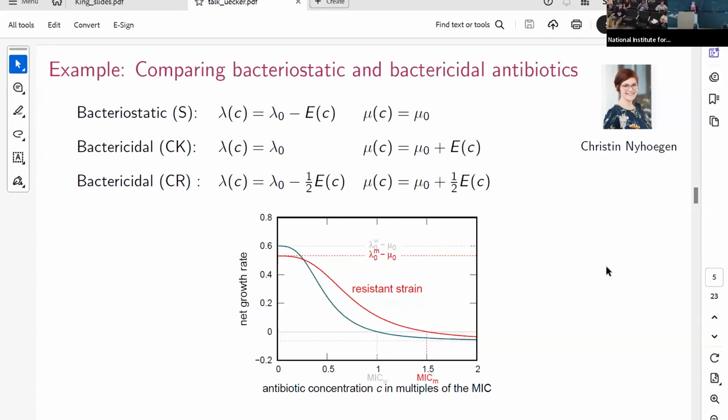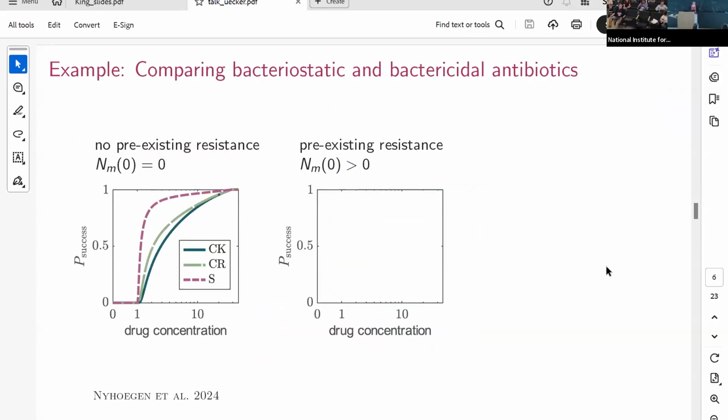Okay, so now the question is, is there a higher probability of successful treatment with a bacteriostatic or bactericidal drug? What is now on the y-axis of this graph is the probability of treatment success. So this is the probability that there's no rescue and the population goes extinct. And this graph here is for no pre-existing resistance. You can see here that for the bacteriostatic drug, we are having the highest probability of treatment success.